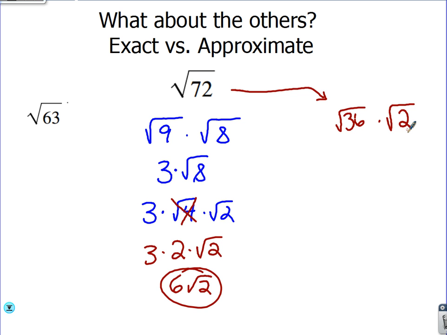Yep. If I would have split it into the square root of 36 times the square root of 2, well, what is the square root of 36? 6. So then you went straight to your answer. So lesson learned: when you're simplifying radicals, use the biggest number possible that you know the square root of, because if you use too small of a number, you might have multiple steps in it.